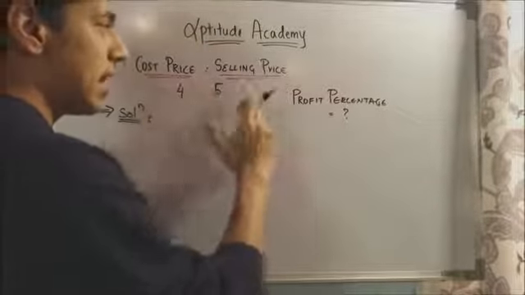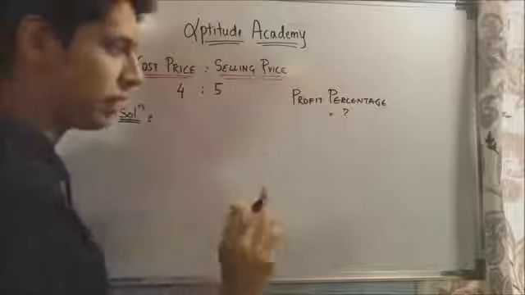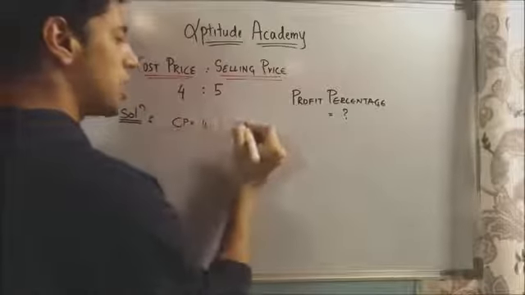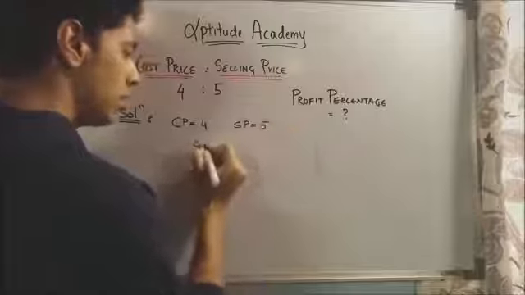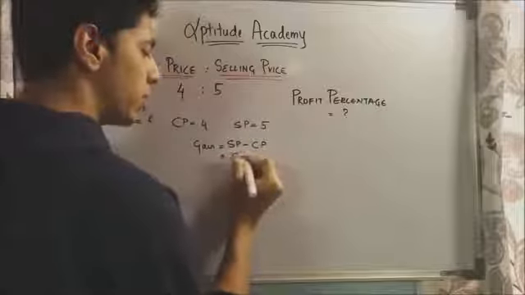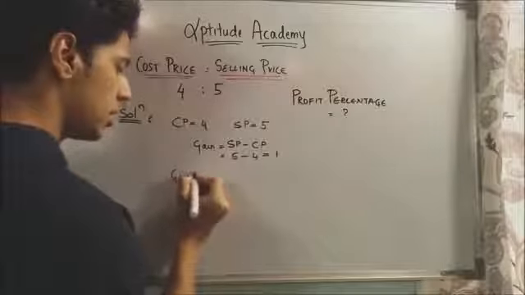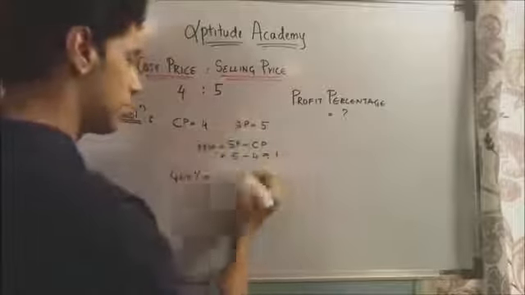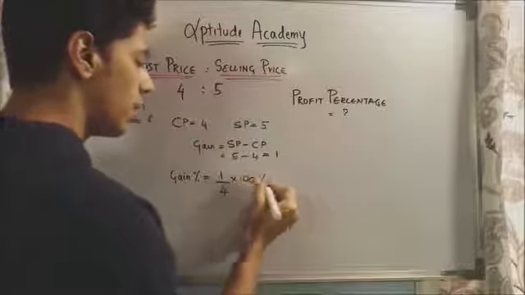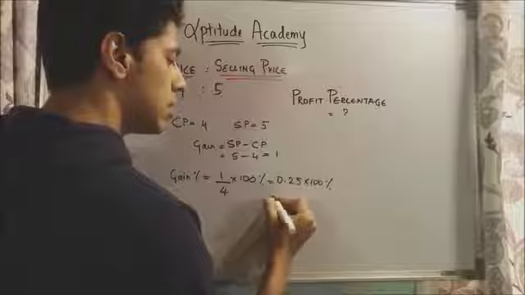The first sum is very easy. They told you that the cost price and the selling price is in the ratio of 4:5. Right off the bat you can say that if the selling price is more than the cost price, you have a profit. They've asked you to find the profit percentage. Now your CP is 4 and your SP is 5. You know that gain is equal to SP minus CP, so 5 minus 4 is equal to 1. Gain percentage or profit percentage will be calculated on the CP. So you have gain upon the CP, 1 by 4 into 100%. 1 by 4 is 0.25 into 100. So this is 25%.